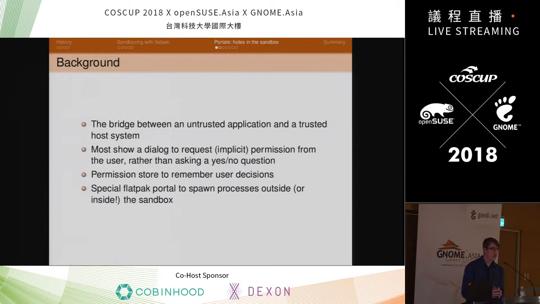Most of the portals show a dialog to request permission from the user. But this isn't the traditional yes-no dialogue, like, do you want this application to access this file on the system? Because that's quite a clunky and awkward way of doing it. And those you would easily just dismiss and say, yes, let the application do everything. So we make this an implicit choice. The file chooser is a classic example. If an application running inside the sandbox wants to access a file, then it opens a file chooser dialog, which is provided by GTK. The user selects a file, the user has given their explicit permission for this file to be opened. There's no need to ask a separate question, the user's already answered that for you.